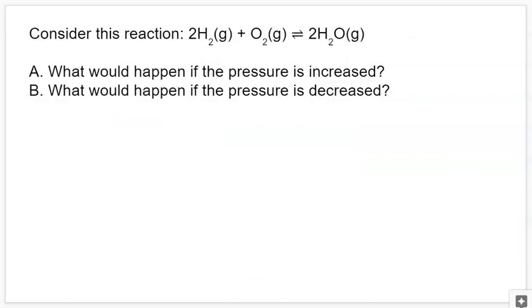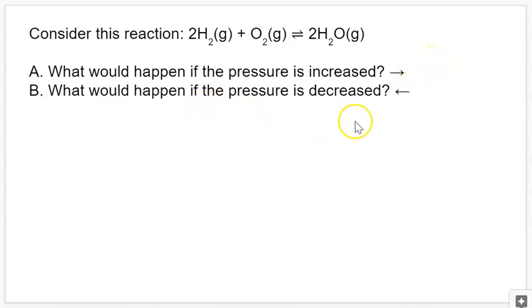So let's think about this reaction again. On the reactant side, we have 2 moles of hydrogen reacting with 1 mole of oxygen. So we have 3 total moles of gas on the reactant side. And then on the product side, we have 2 moles of gas. So the product side has less moles than the reactant side. So if the pressure was increased, it'll want to shift towards the side with less moles, which would be the product side. So that'll increase the rate of the forward reaction.